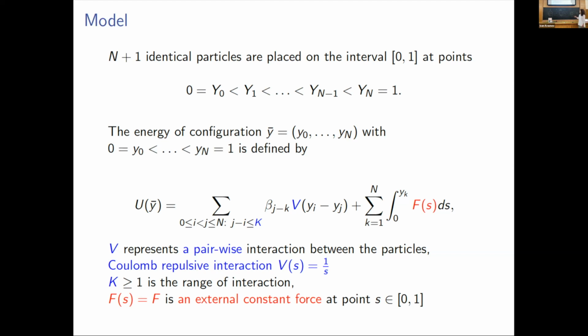So this is a very general form, but let me move to a more precise one, because of course V will not be so general. It will be V in the form of a real Coulomb repulsive interaction, 1 over distance. So the particles try to push each other, because beta is positive, and when s is 0, it is infinity. There is no absolute value, because the y's are ordered.